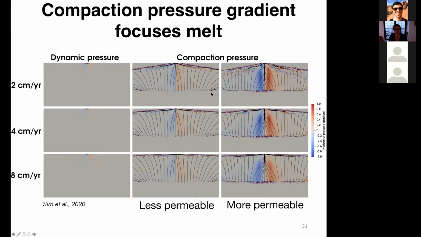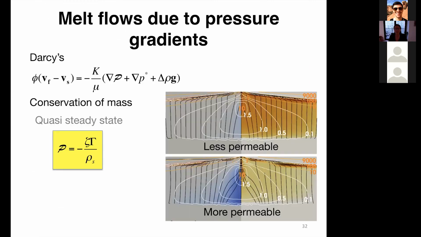And on the right here, the middle and the right column are showing compaction pressure. The middle column is showing the models that are less permeable, and on the right is more permeable. And right away, you can see that the more permeable case has much larger horizontal pressure gradients, which is the reason why we see this melt transport pattern to be so much more prominent than the less permeable models. So I hope I convinced you that this is a fairly clear-cut case. And there's actually a very simple reason for what's going on.